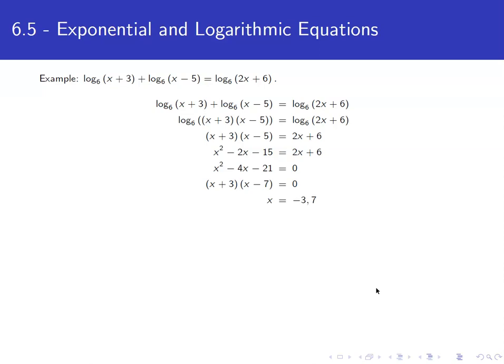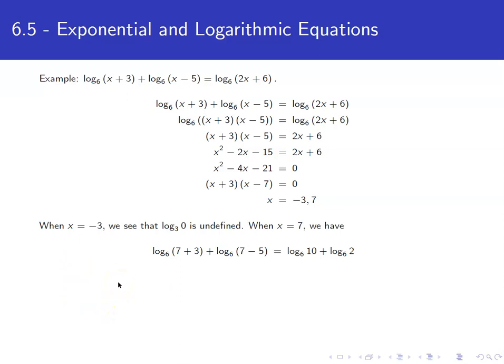Again, we need to make sure that both of these solutions work. We notice that if we put a negative 3 in for x, both log base 6 of x plus 3 and log base 6 of 2x plus 6 will be log of 0. Log of 0 is undefined. Cannot plug 0 into a logarithmic function. So negative 3 is extraneous.